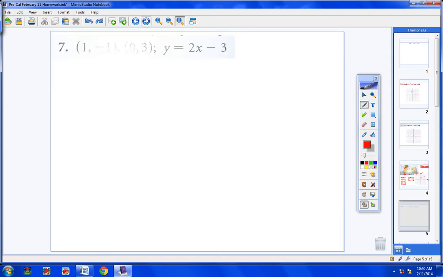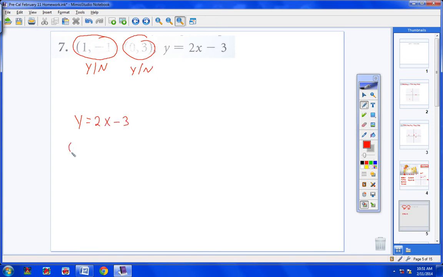All right, let's continue on to number 7. Now number 7, they want you to test this ordered pair and say yes or no, and then test this ordered pair and say yes or no. So let's start off with the first ordered pair. Y equals 2x minus 3.